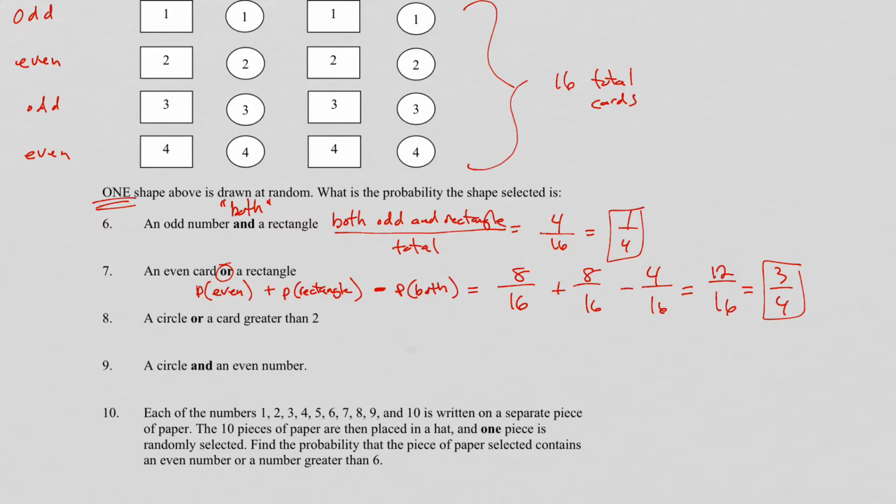3/4. So what I want you to do in your group, something happened here. Anyways, all right. I want you to do numbers 8 and 9 in your group.